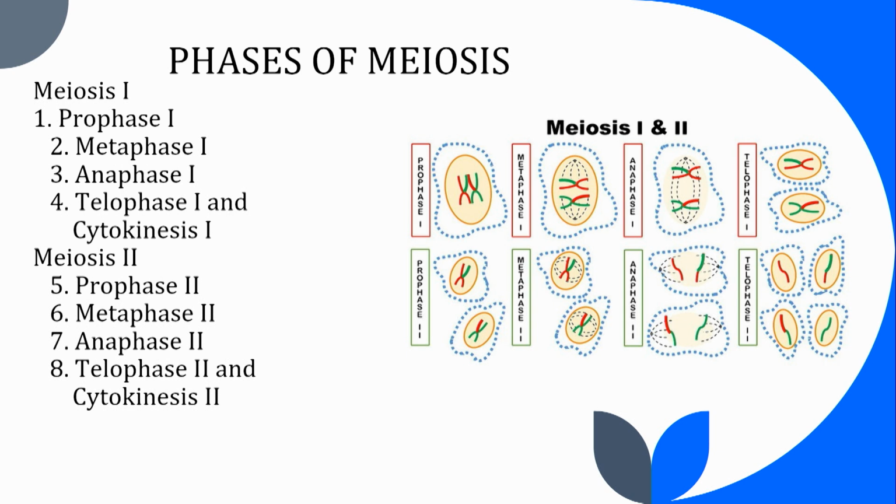So let's take a look at what's happening here in these different stages. You can see on the top row there, that's everything that's happening in meiosis 1. Okay, look at that top left picture.